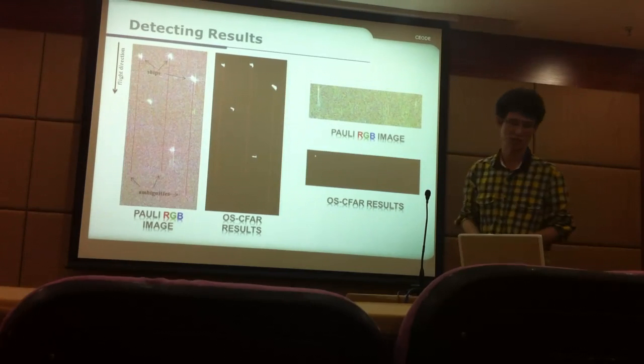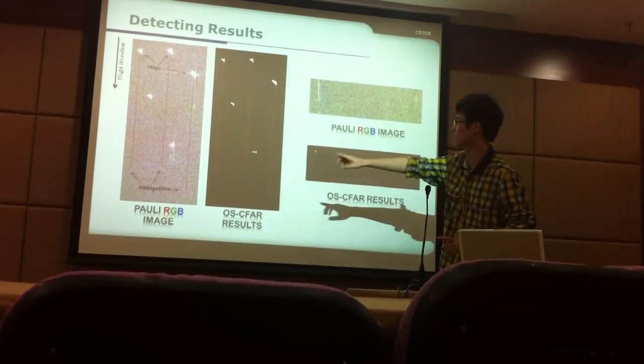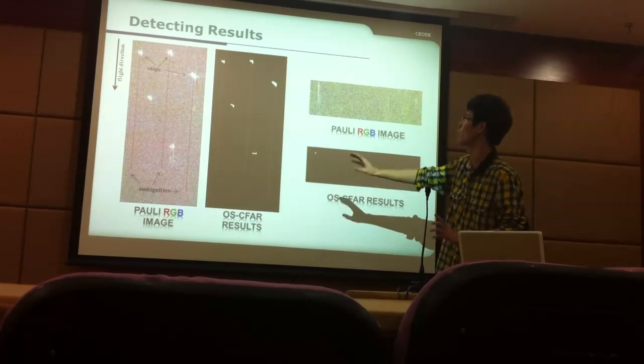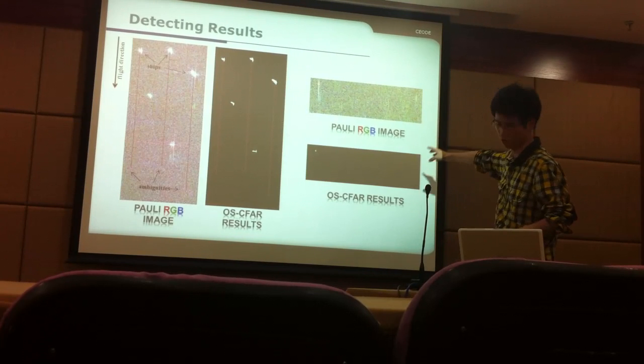The next part is our detection results. This is the image we have just shown before. We can see the azimuth ambiguity, but in the results of our OSC file, we can only see the ships but not the non-ships. And in this image also.